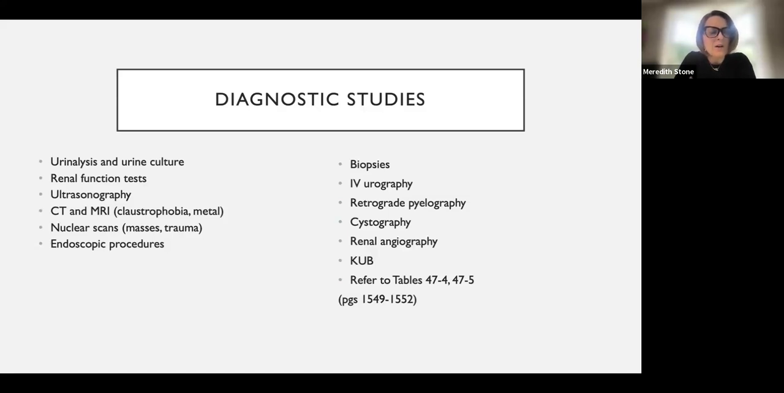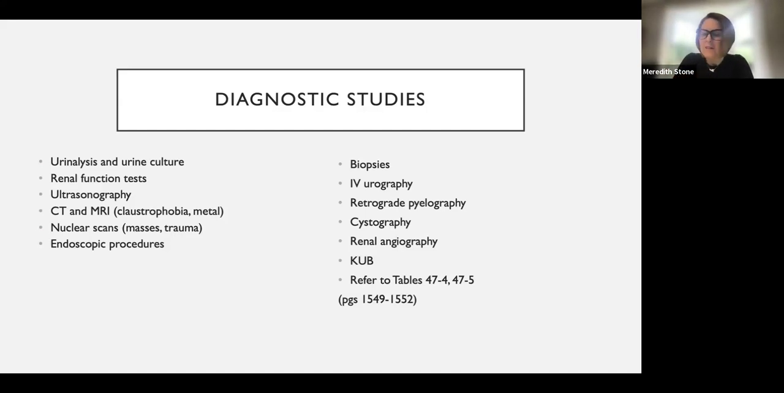And then all the different scans, right? So doing ultrasounds, CAT scans, and MRI, nuclear scans if you're worried about mass or trauma, endoscopic. So within the urinary system, we would be talking about a cystoscopy, which would be going up through the urethra to look at the bladder, which is common. Looking on the right-hand side, these I'm not going to go into quite as much, but cystoscopy is, again, to visualize the bladder.